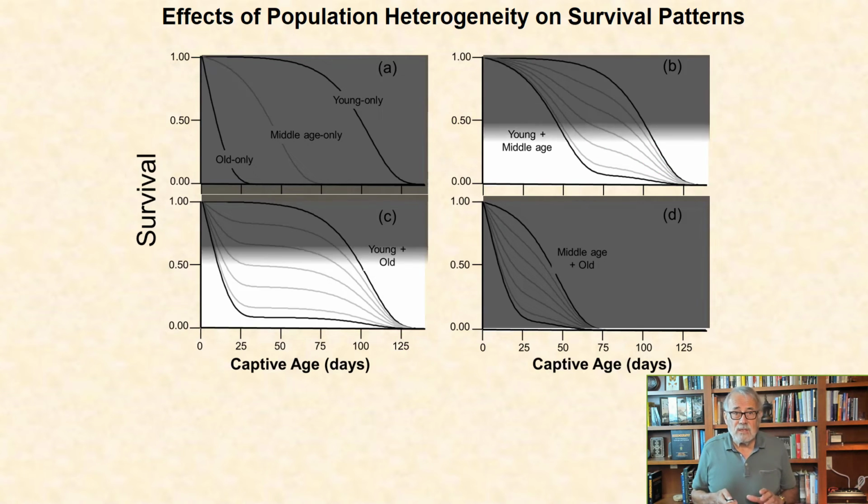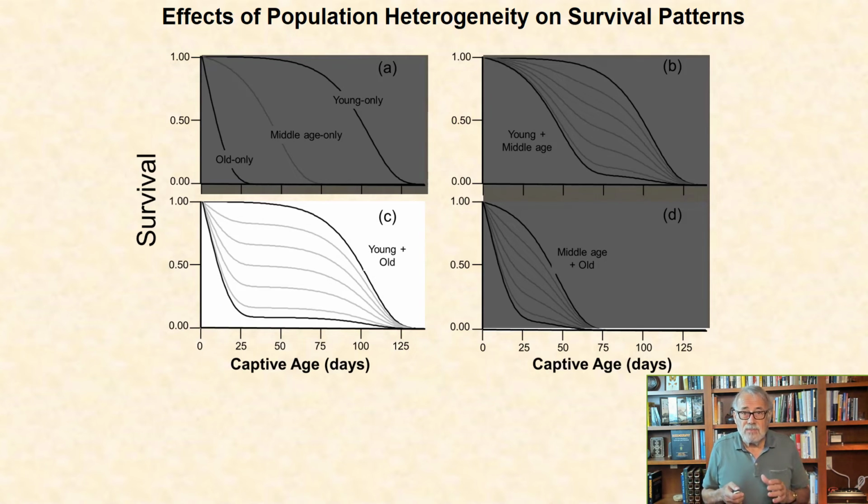In the third case, panel C, I consider a cohort with a mixture of young and old subcohorts. At the time of sampling, this hypothetical population consists of a mixture of newborn, that is age 0, and 90-day-old individuals, that is very frail. The much higher death rates of the older individuals immediately drive the overall cohort survival steeply downward.